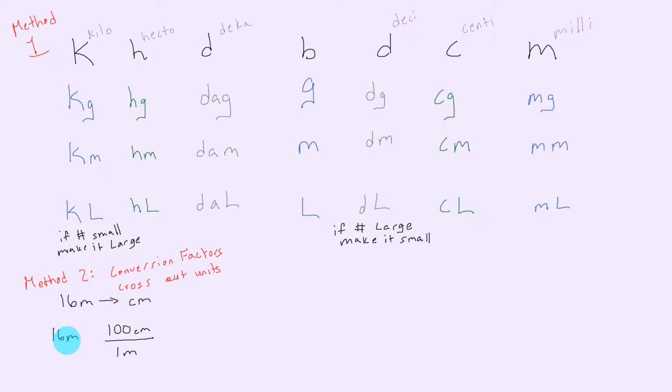So we're going to take 16 meters and multiply it by this conversion factor. Well, how did I know to multiply? Let's go back up to that note. If the number is small, you've got to make it large. So our number 16 meters is going to be small compared to when we convert it to centimeters, it's got to become large. The only way to do that is by multiplying. Another way of thinking about this is if you move to the right in the table, you have to multiply.